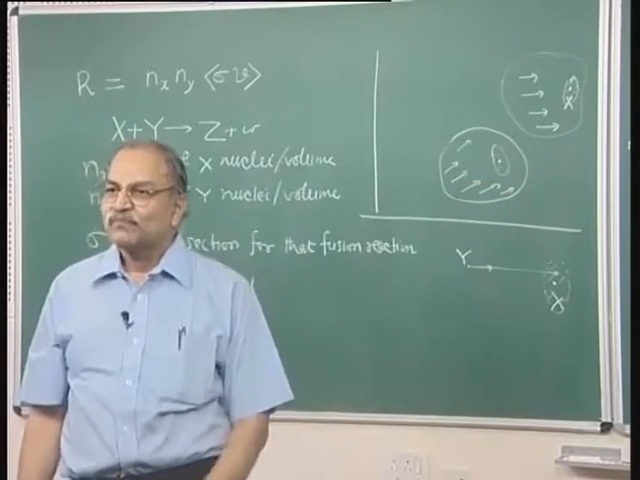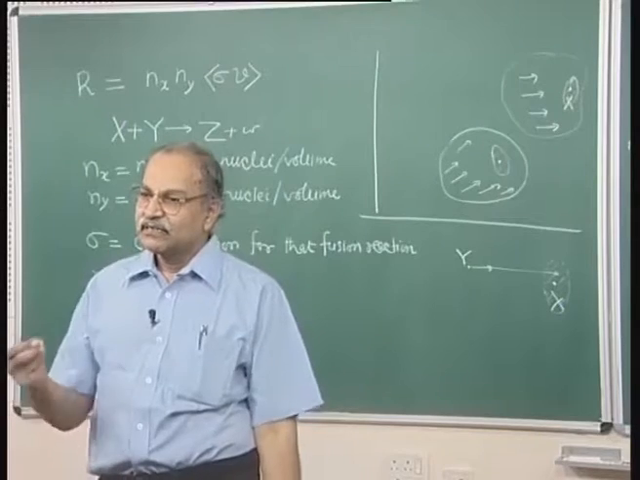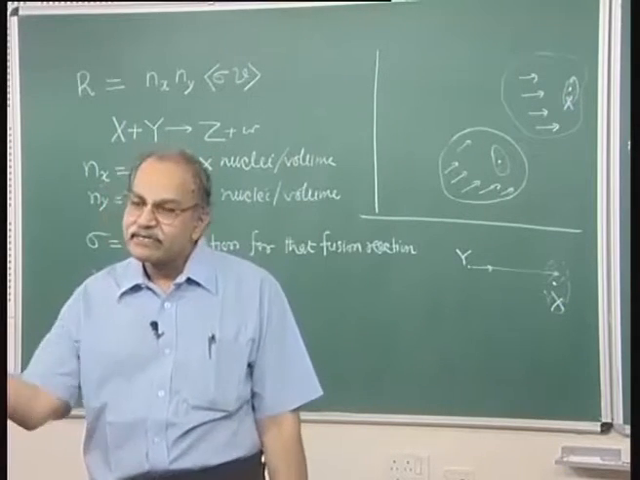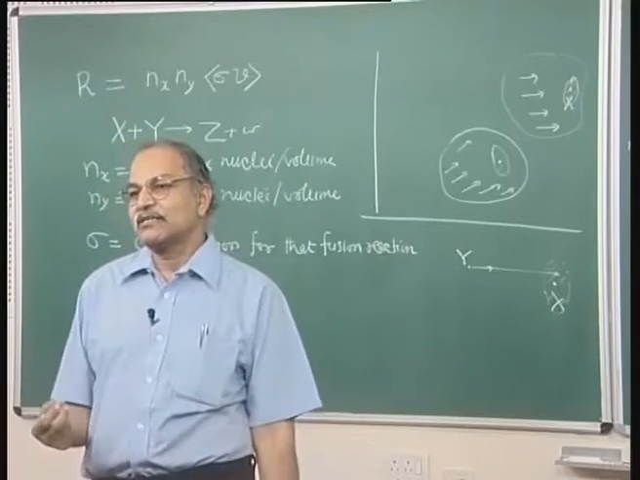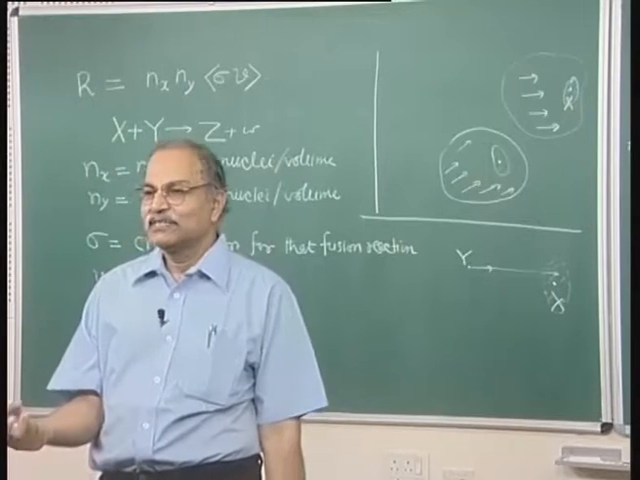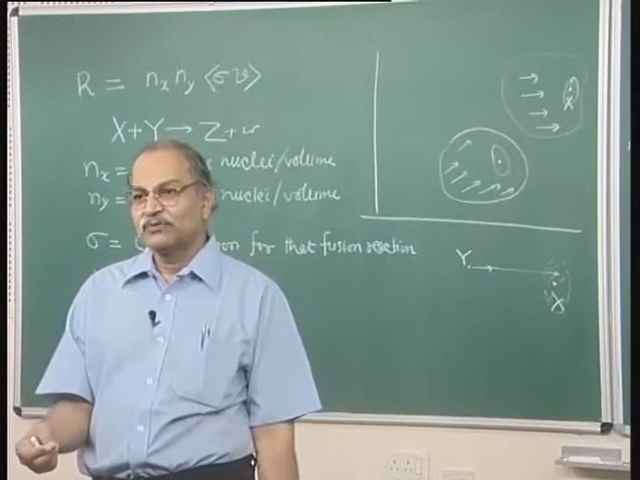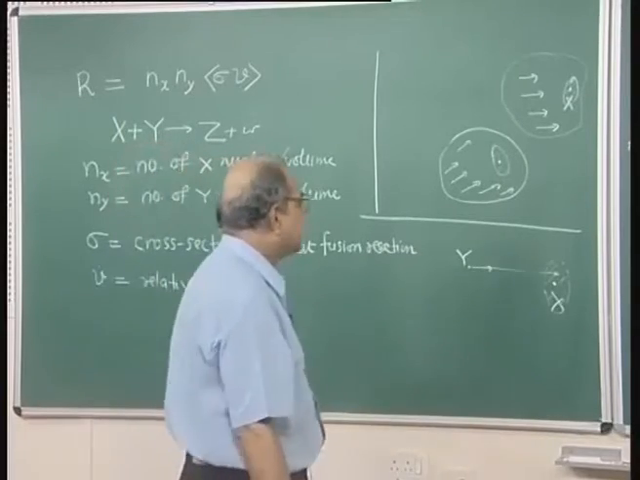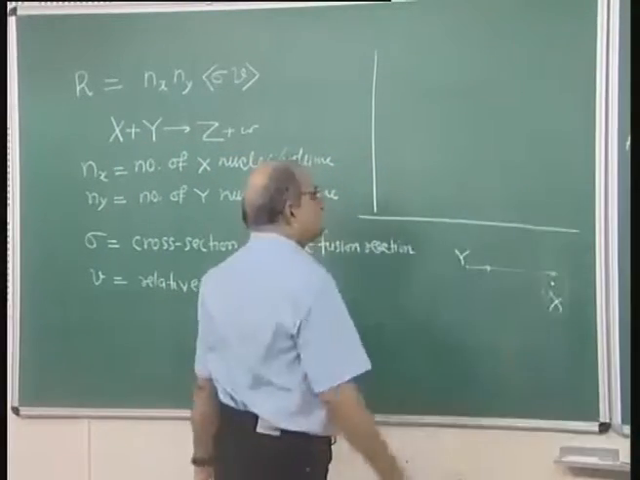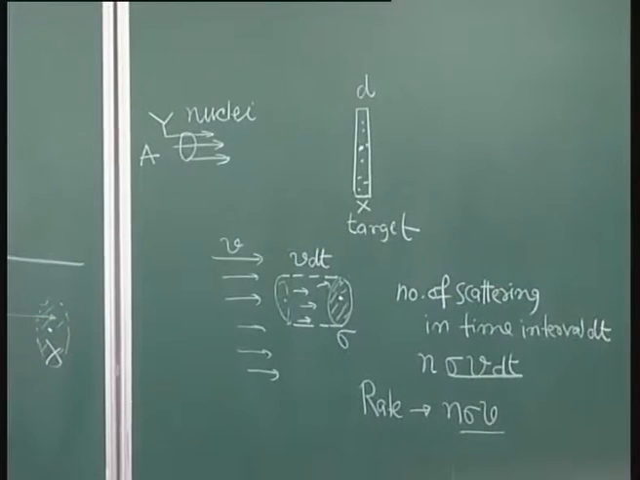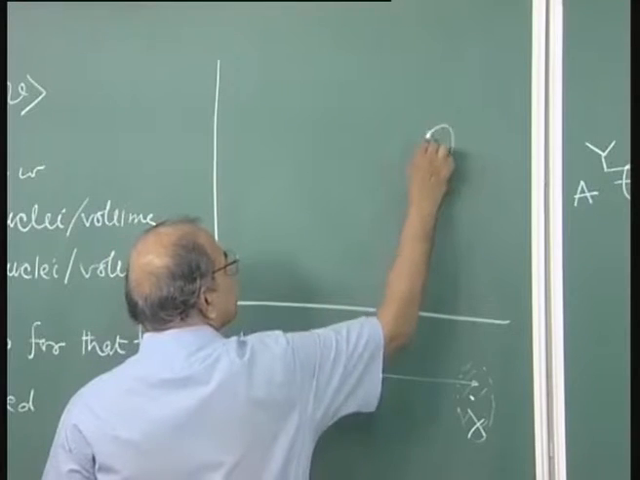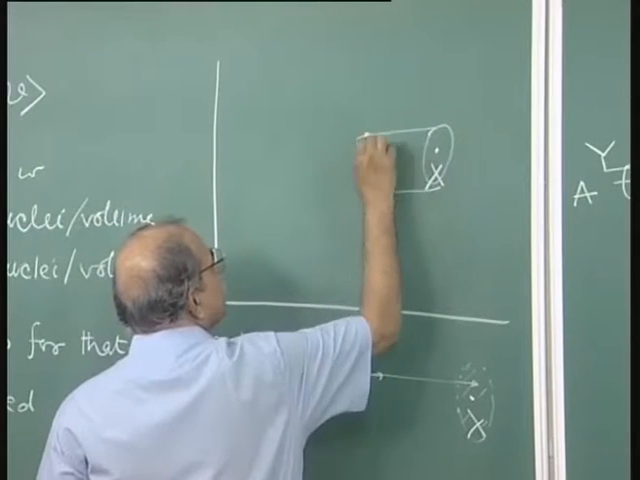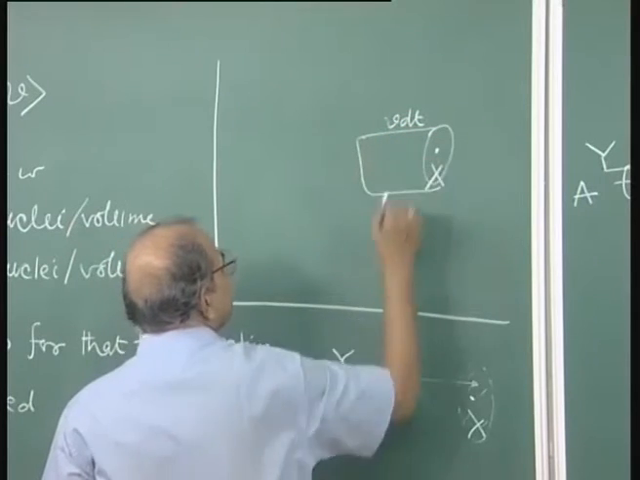Another difference is that in a scattering experiment, the same nucleus X can scatter many of the incoming particles, but in a fusion reaction, if one fusion has taken place, that particular nucleus is consumed. It is only the other X which can come. So all those things will be there, but that expression sigma into V will be there. You can think of a particle X here, and then construct this sigma into V dt volume. So this V dt is length.